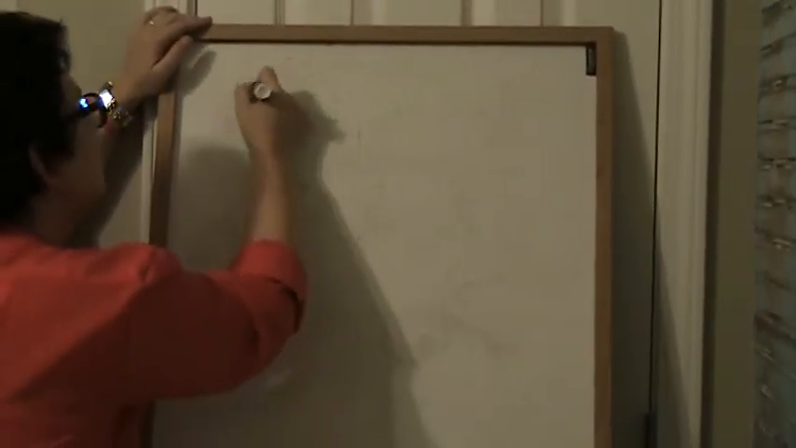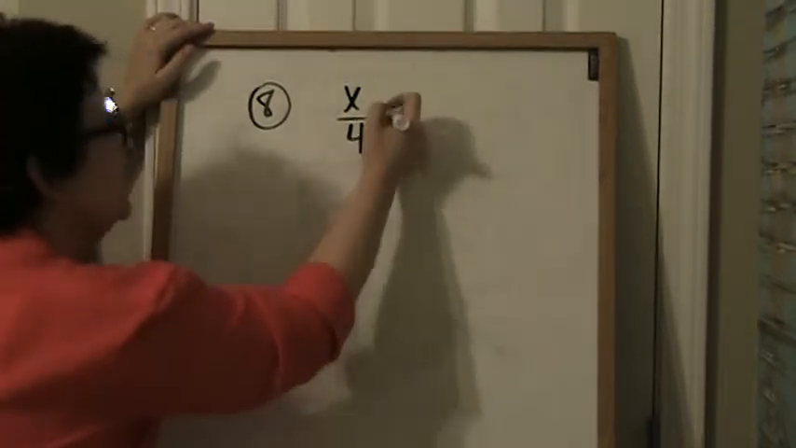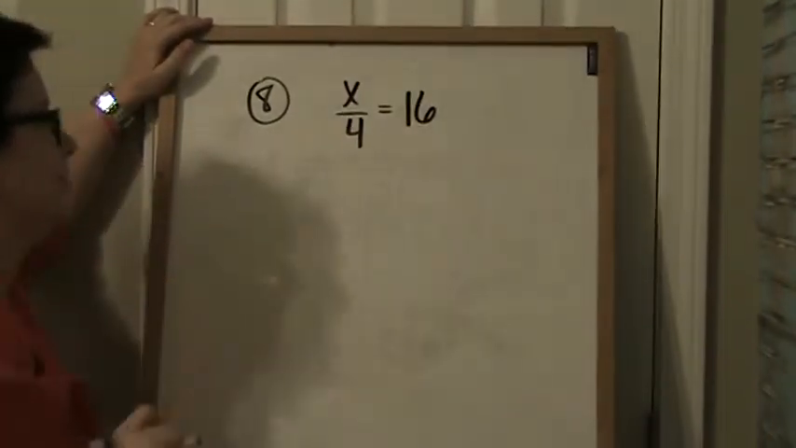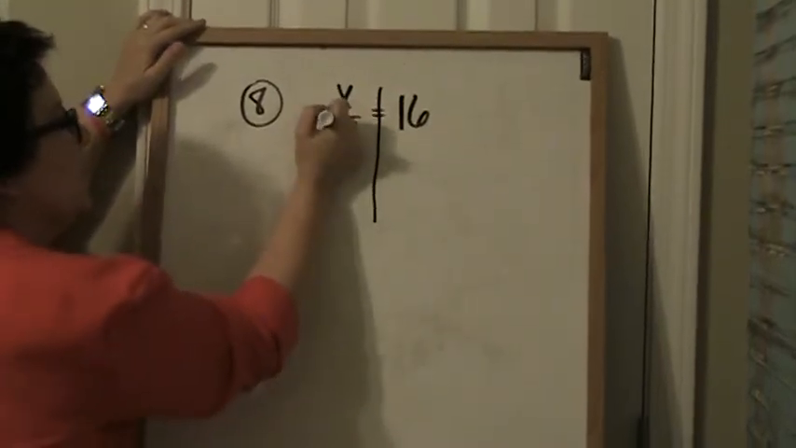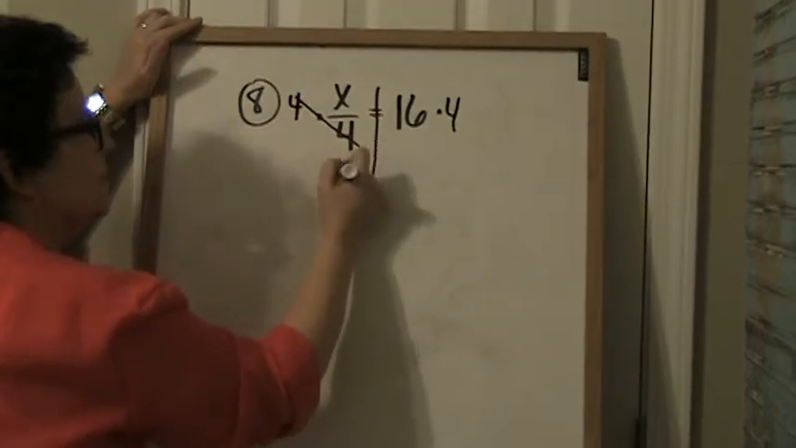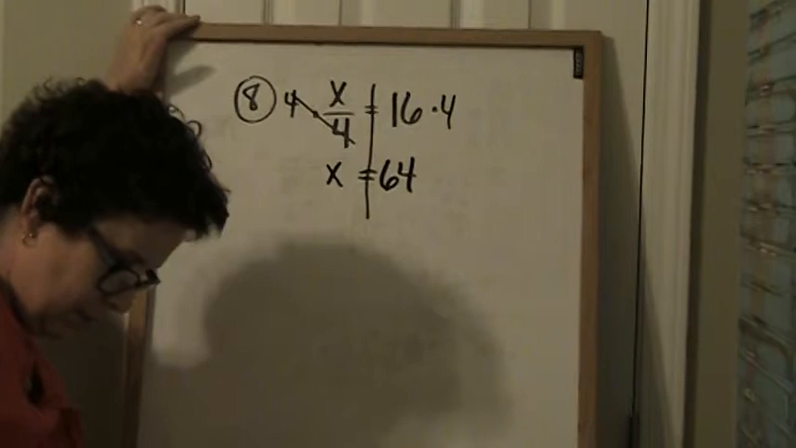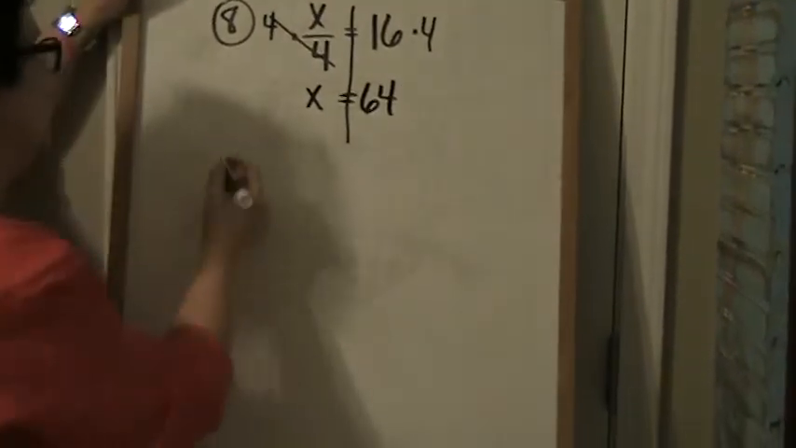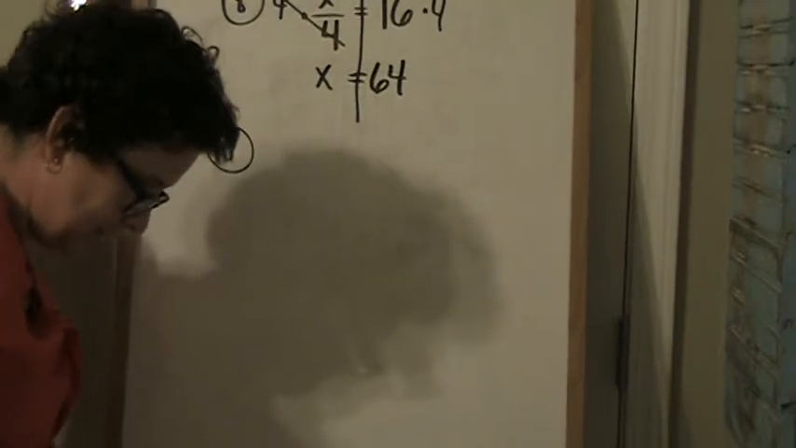Here we go with number 8. x over 4 is equal to 16. This is x divided by 4, so the inverse is to multiply. That leaves us with x equals 64. Okay, that's number 8. Number 9 is, let me check it.